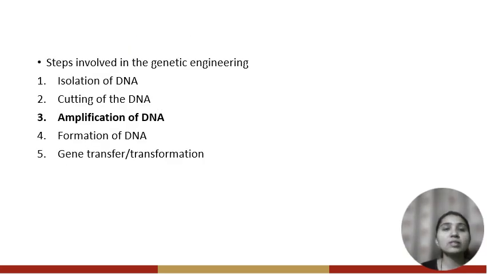So what are the steps involved in genetic engineering? First, isolation of the DNA, second, cutting of the DNA, third, amplification of the DNA, which is done with the help of the PCR, fourth, formation of recombinant DNA, and fifth, gene transfer or transformation. So in the next slide we will see what is meant by PCR.